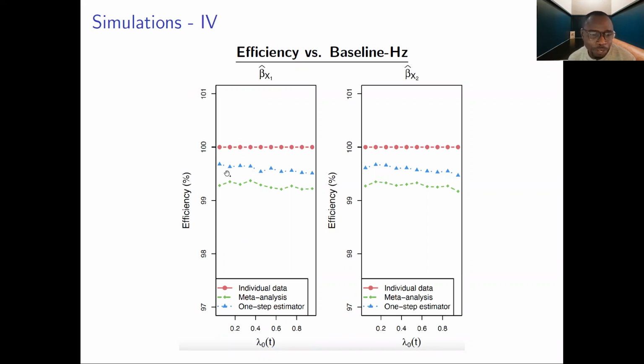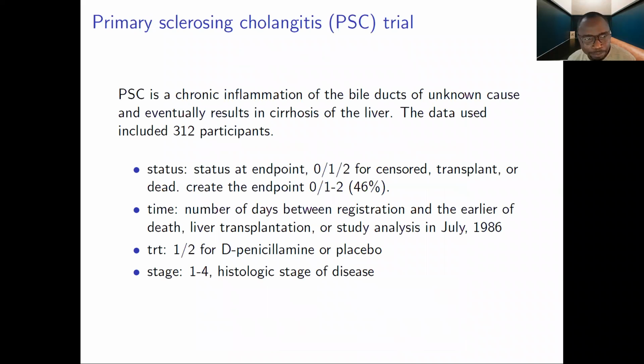And throughout, you can see consistently the proposed estimator shows an improvement over meta-analysis. So finally, we know in terms of simulation, it works quite well. To show how this performs in real life, we took a small data set of PSC, like an old trial from the 1980s.